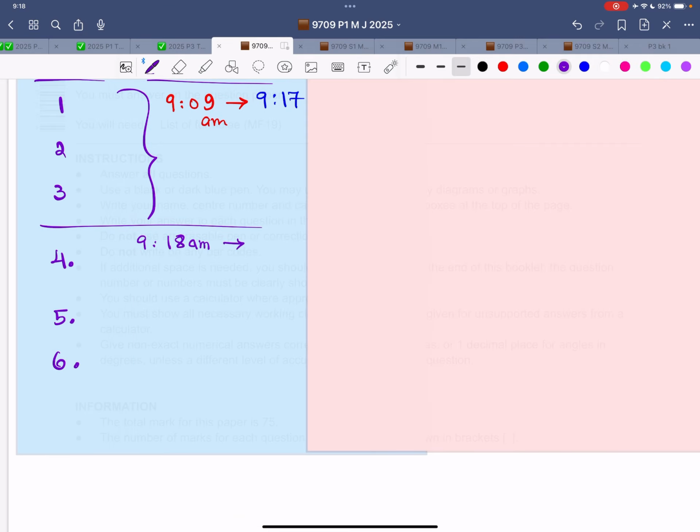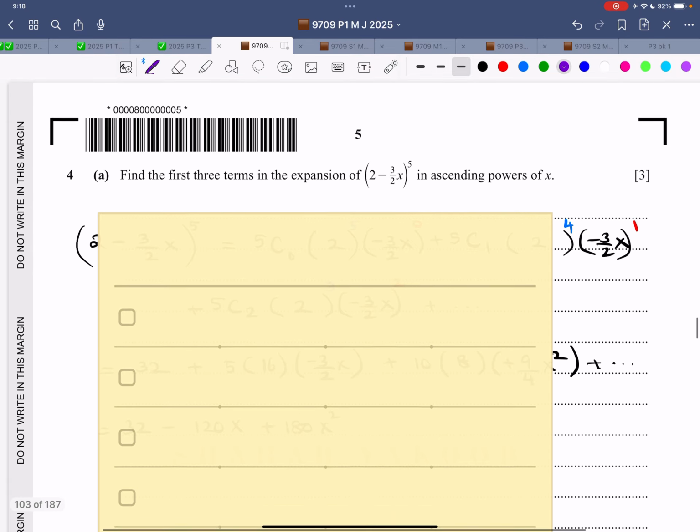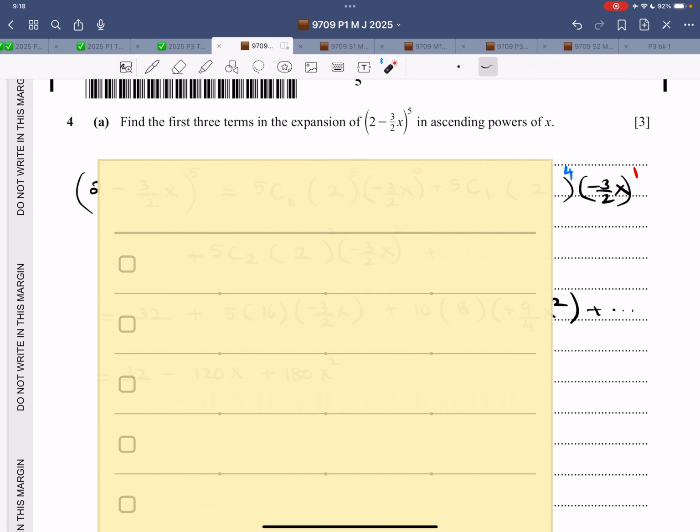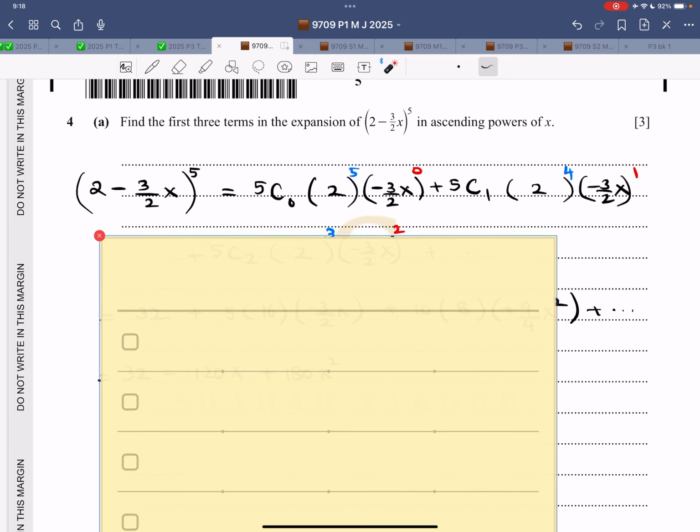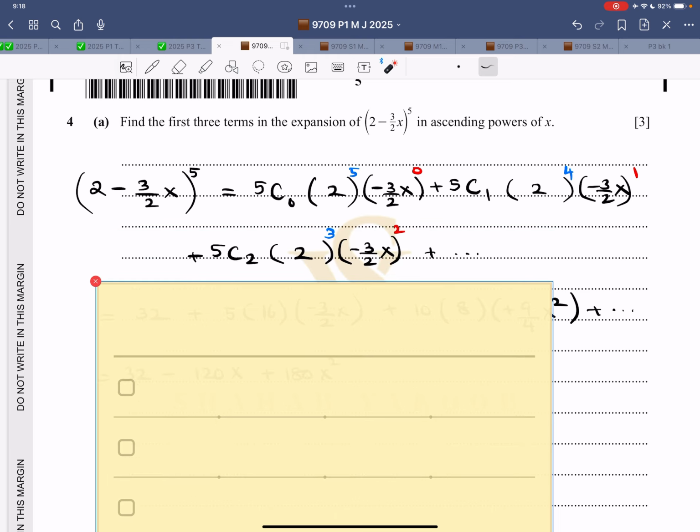So now we can have a good look at it. Now question number 4, we are starting. This is binomial. Find the first 3 terms in the expansion. Nothing is unknown. It's just basic usage of the formula. So we will write it like this.